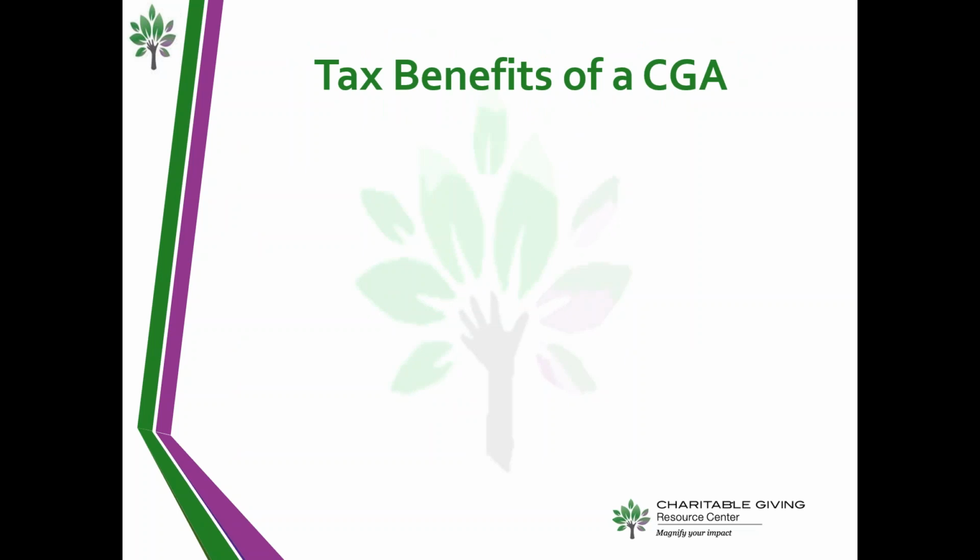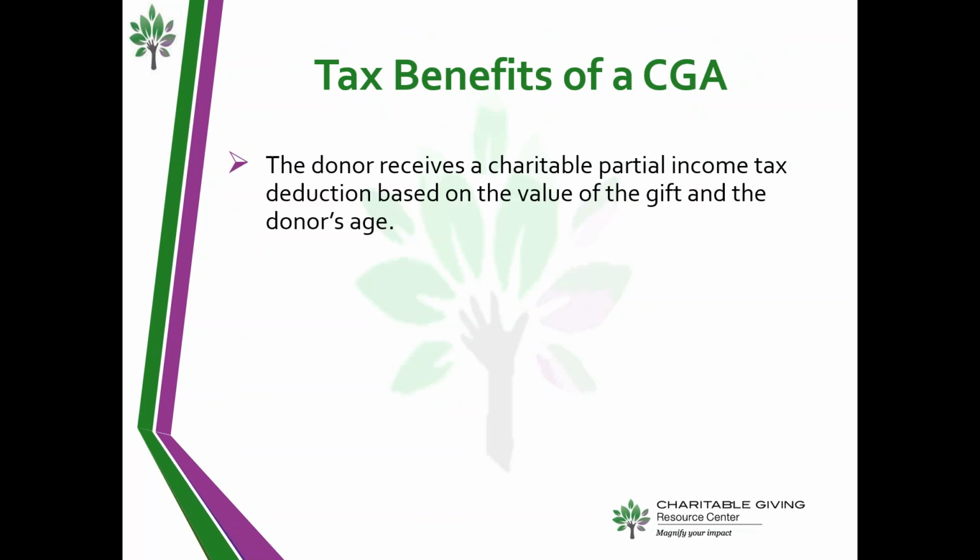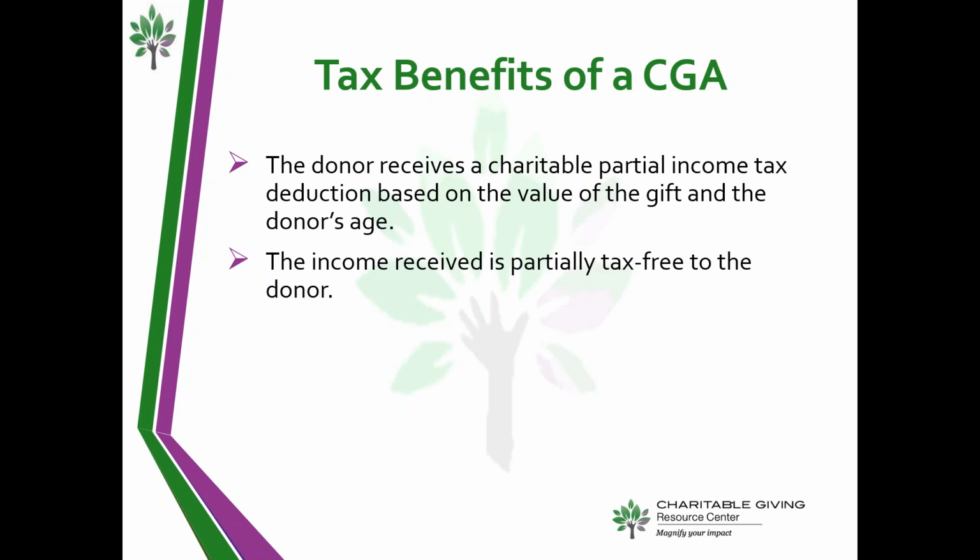Now let's talk about the tax benefits to the donor of a charitable gift annuity. Of course, they receive a partial charitable income tax deduction when they set up the CGA. Obviously, they don't get a full deduction because they are retaining some right to those funds, the right to income for the rest of their life. The charity doesn't get to use the money until after the death of the donor. So therefore, they're only going to get a charitable deduction equal to the present value of the future remainder that's going to go to charity, based on the donor's actuarial life expectancy.